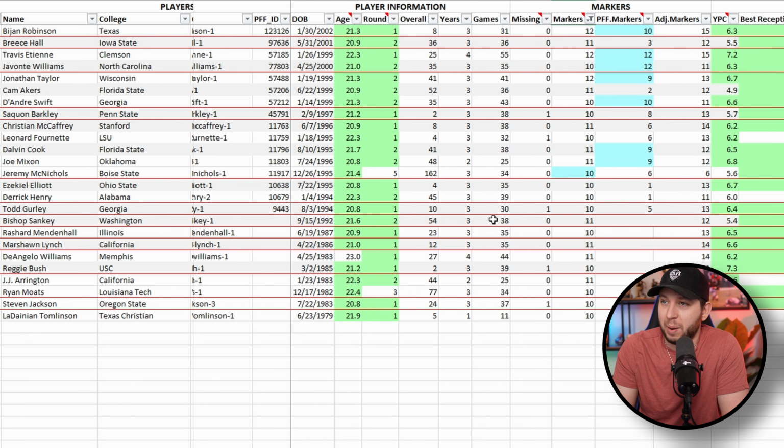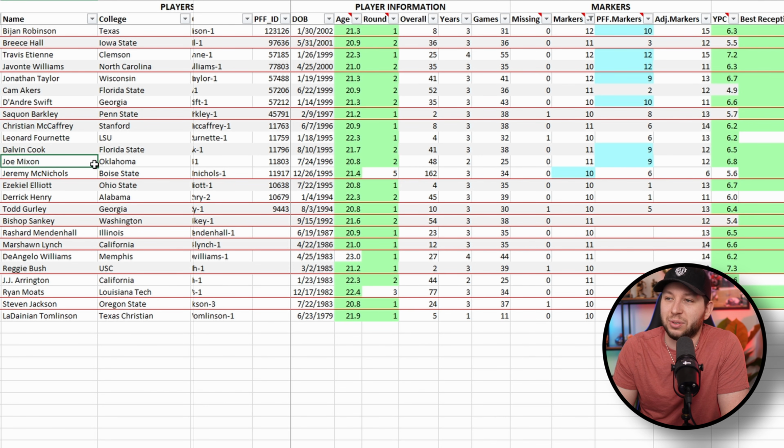If you hit 10 or more of my markers, you're looking like a pretty good NFL running back, especially when you pair that with the draft capital. Like Jeremy McNichols down here did not get draft capital, but he had double digit. Same with Ryan Moats down in here. But you look at a lot of this list: Bijan, Brees, ETN, Javonte Williams, could have been good before the injury. JT, Cam Akers, DeAndre Swift, Saquon is in here. He hit on 10. Christian McCaffrey, Leonard Fournette, Dalvin Cook, Joe Mixon.